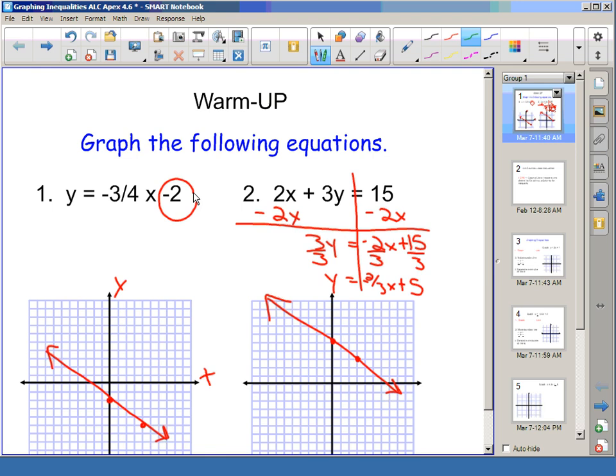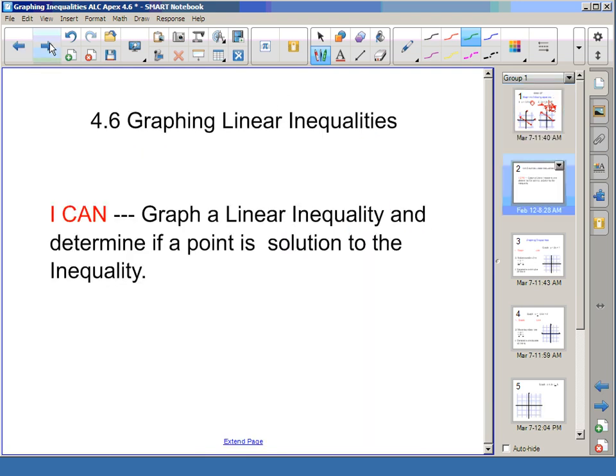All right, so you can grab a note sheet to follow along if you'd like, or take your own notes. So here's our goal today. Section 4.6 is on graphing linear inequalities, and our I can statement is: I can graph a linear inequality and determine if a point is a solution to the inequality.